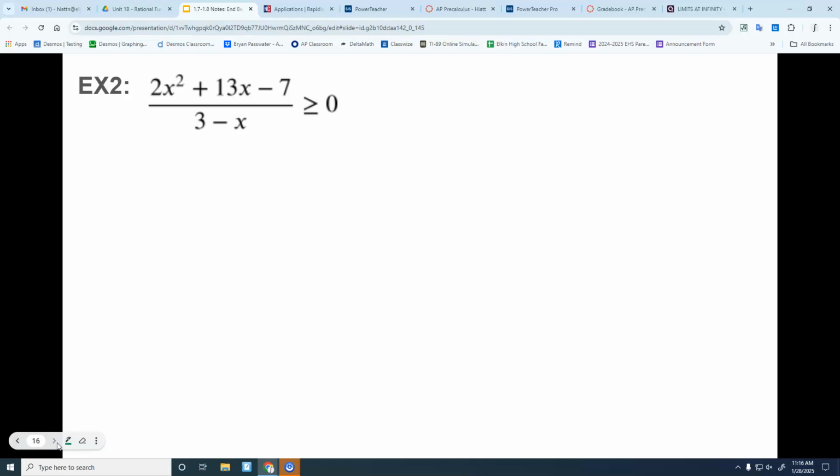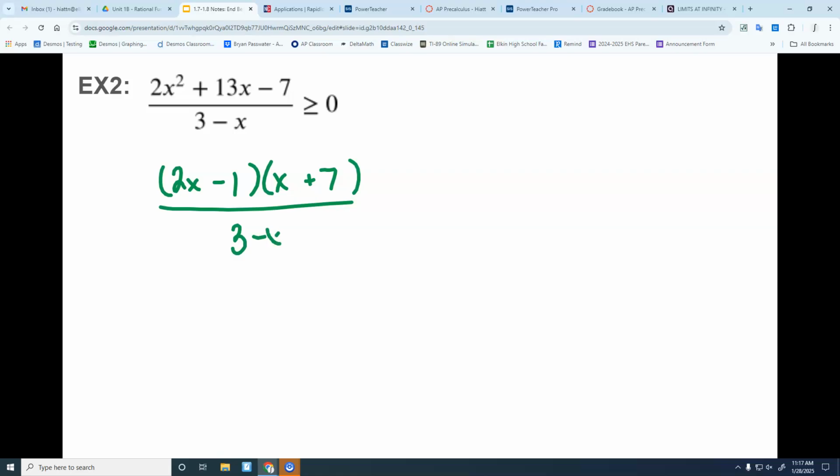We don't have time to do this one. But let me just do the first step right here. If it's not factored for you, you need to factor it. So you would have 2x and x, and then I think we could do a +7 here and a -1 here, right? And then the bottom would be 3 minus x. You can check that by going over here. That'll give you your -1x. That'll give you your +14. Put them together, you get 13x right there.